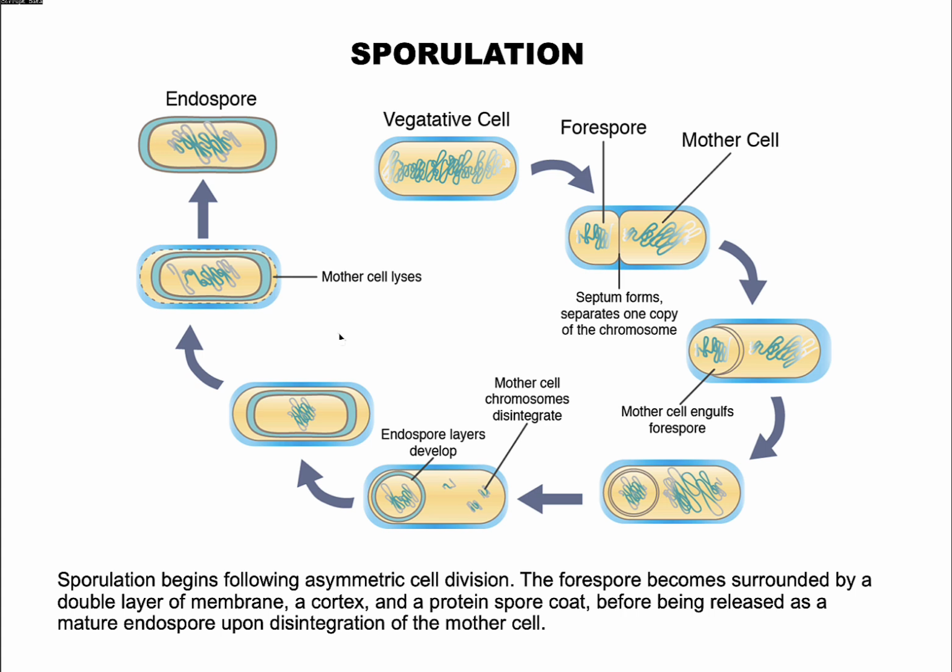The endospore matures with the addition of the outermost layer called the exosporium. Finally, the endospore is released when the mother cell disintegrates, marking the completion of sporulation.